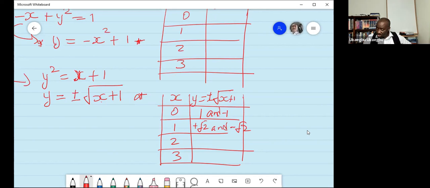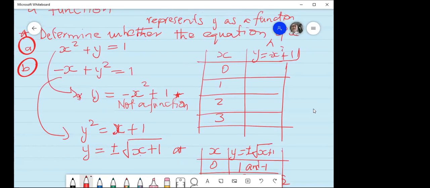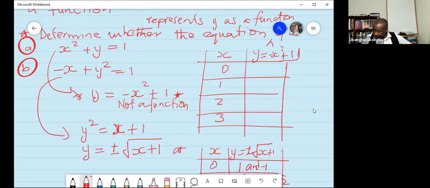So this one is not a function. The first one is a function.